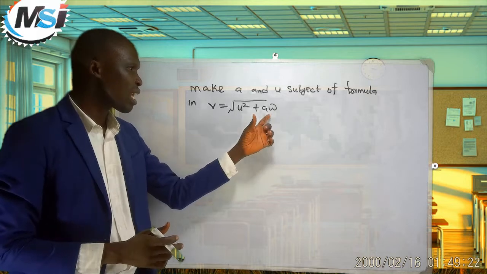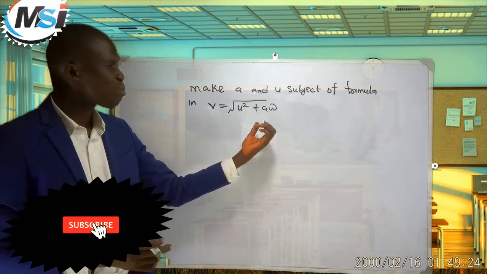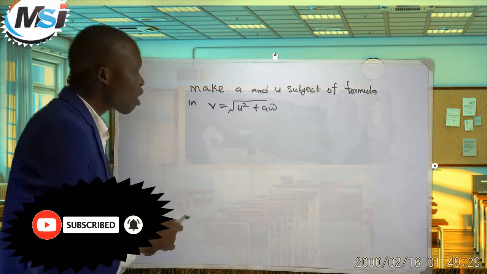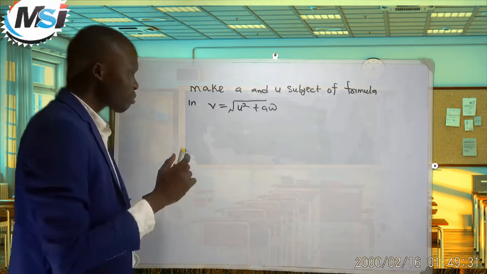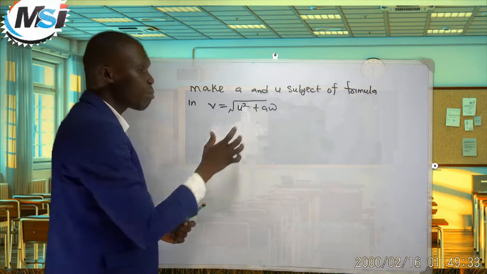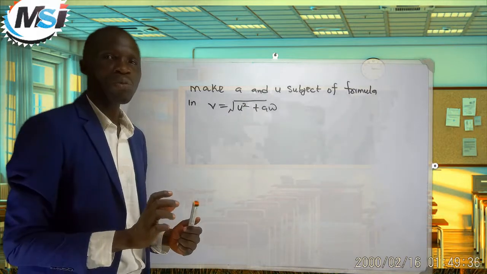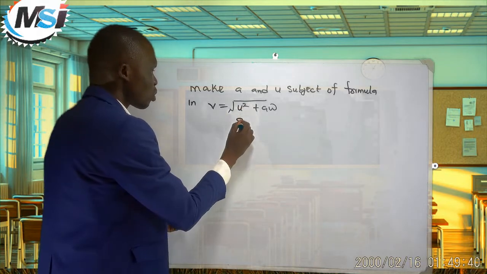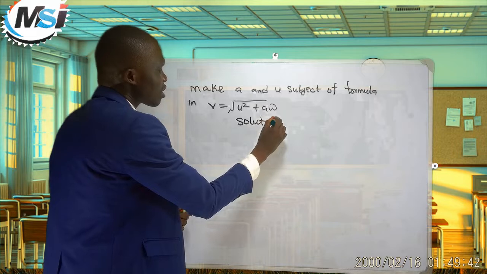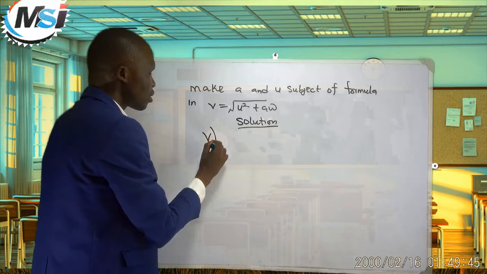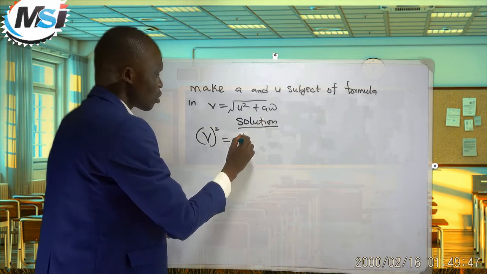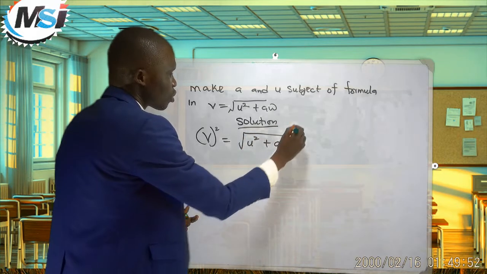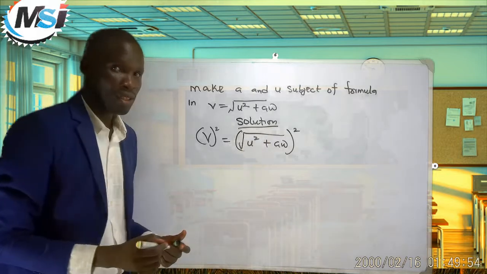Now we want to bring A to this side, but we cannot just pick A and put it here. No, it involves calculation. So to solve this type of question, the first thing to do is you square both sides. Why you need to square both sides is because of this square root. So when you square both sides, the answer will be V squared equals the square root of U squared plus AW, squared. I think you understand me.